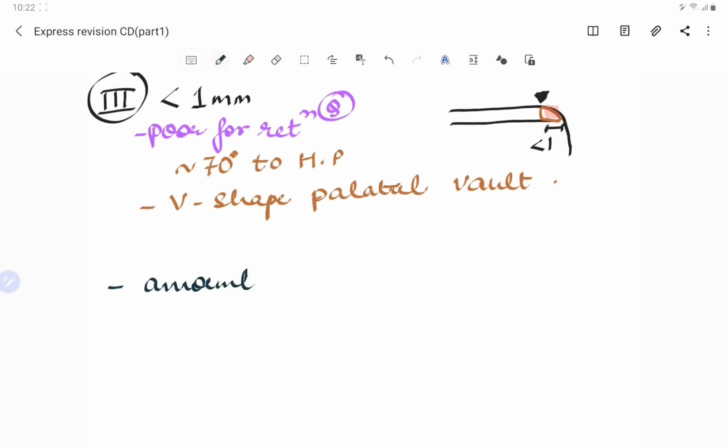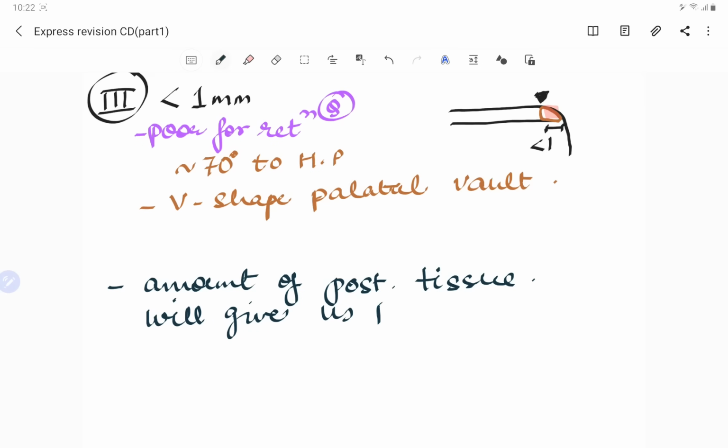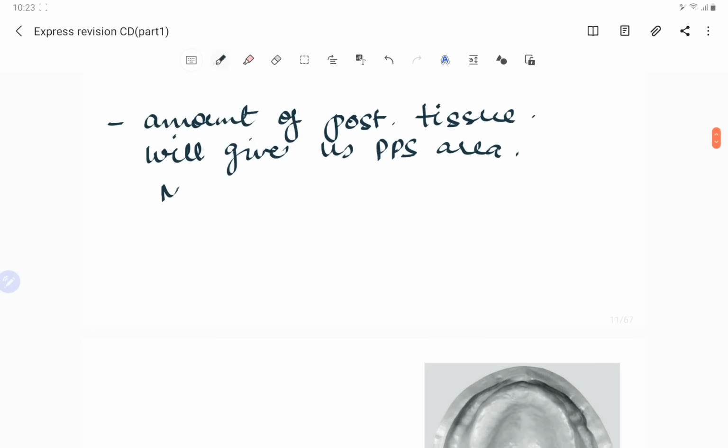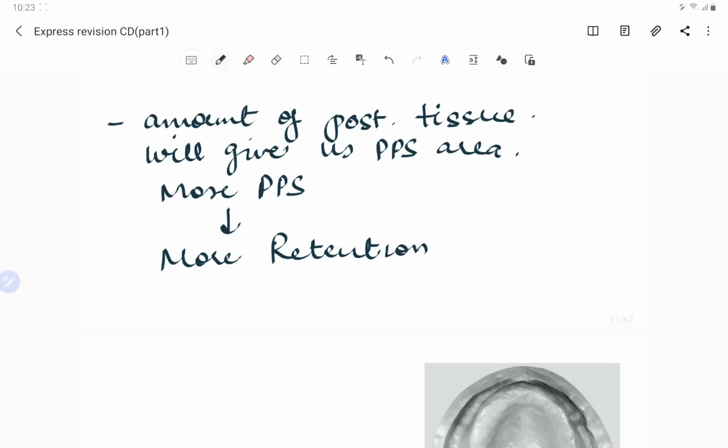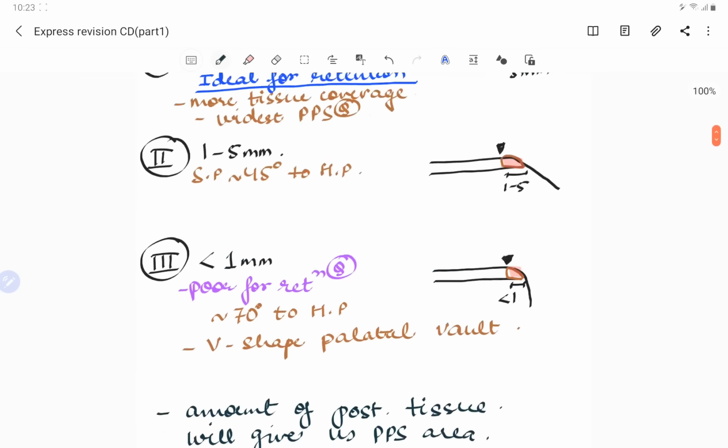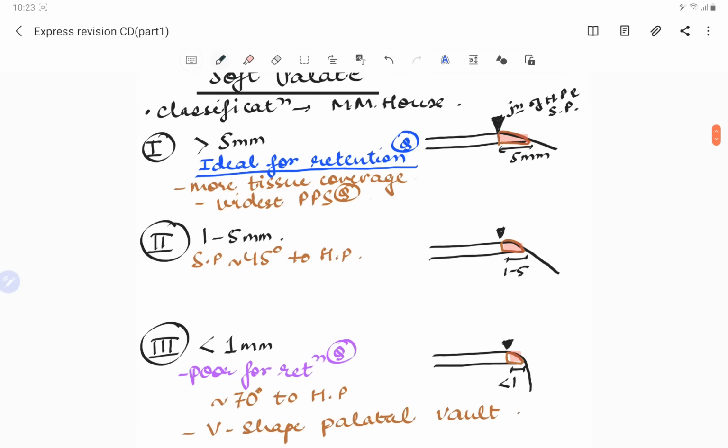The amount of posterior tissue, which for class 1 is more than 5 millimeter, for class 2 is 1 to 5 millimeter, and for class 3 is less than 1 millimeter, will give us the PPS area. And the more the PPS area, the more will be the retention of the denture. That's why the most retentive soft palate for the maxillary denture is the class 1 palate.